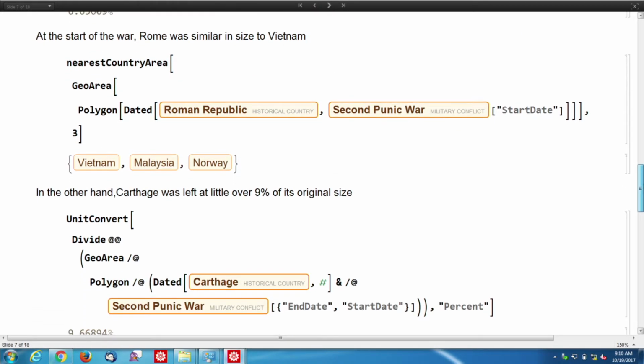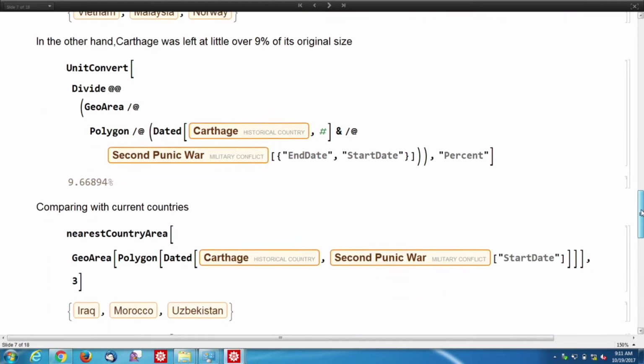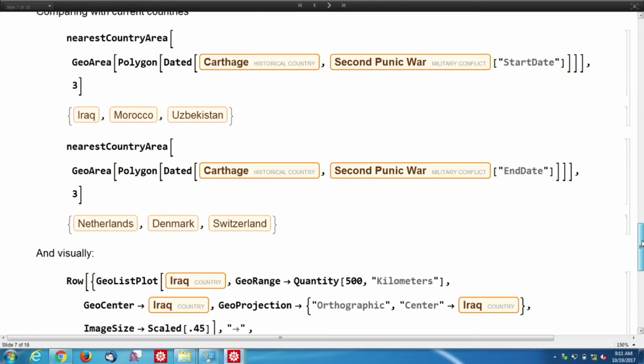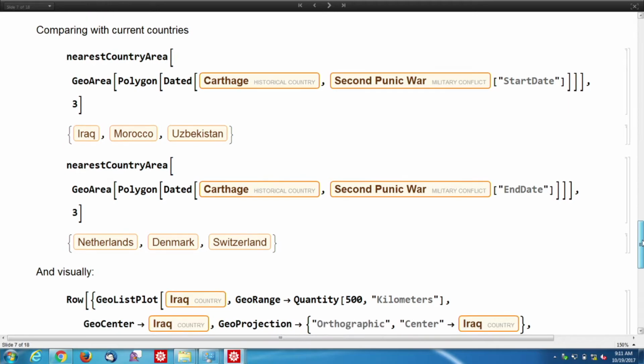In a curious way, the Roman Republic at the start of the war was the size of Vietnam. Sorry, I better rush this. We can do these calculations to see, for instance, that at the beginning of the war, Carthage was roughly the size of Iraq or Morocco. At the end, the size of the Netherlands.